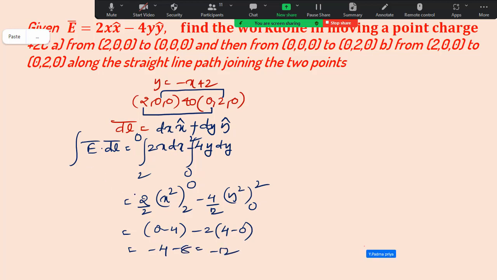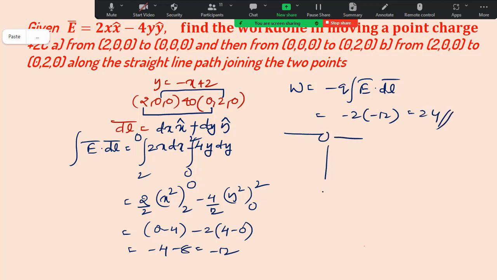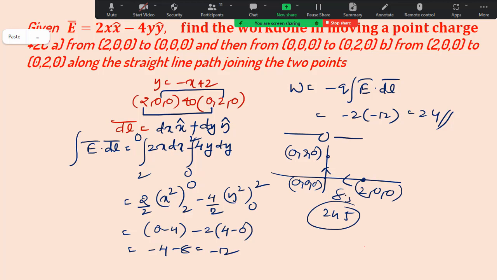Okay, it is not the work done, it is just the integral of E bar dot dl bar. Work done is given by minus q times the integral of E bar dot dl bar. So it is equal to minus 2 times minus 12, that is equal to 24. So interestingly, what we got means, whether you are moving from (2,0,0) to (0,0,0), and from here to (0,2,0), we have moved in this way. Okay, in bit A, we got work equal to 24 joules only, 8 plus 16, we got 8 joules plus 16 joules. Now we are moving from (2,0,0) to (0,2,0) along the straight line path. Here also we got 24 joules only.